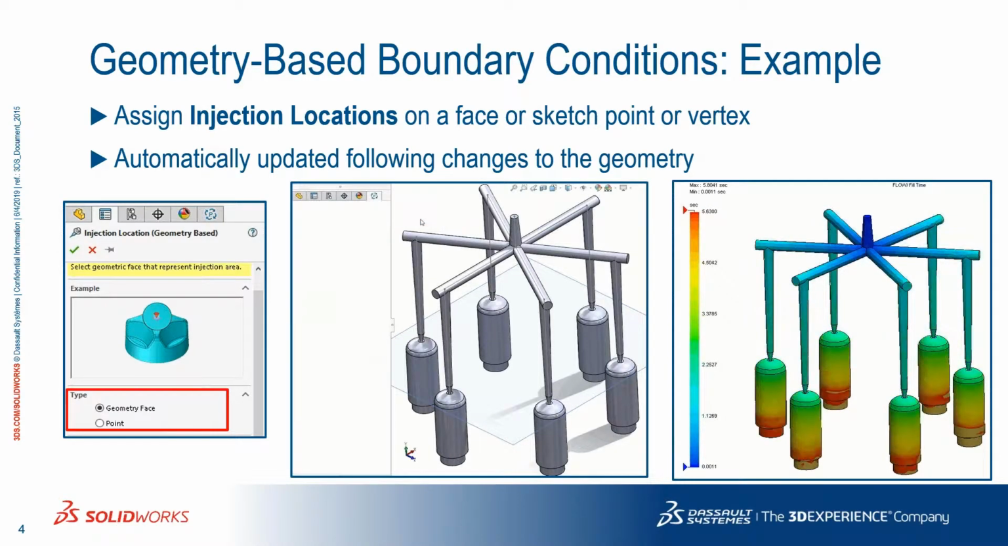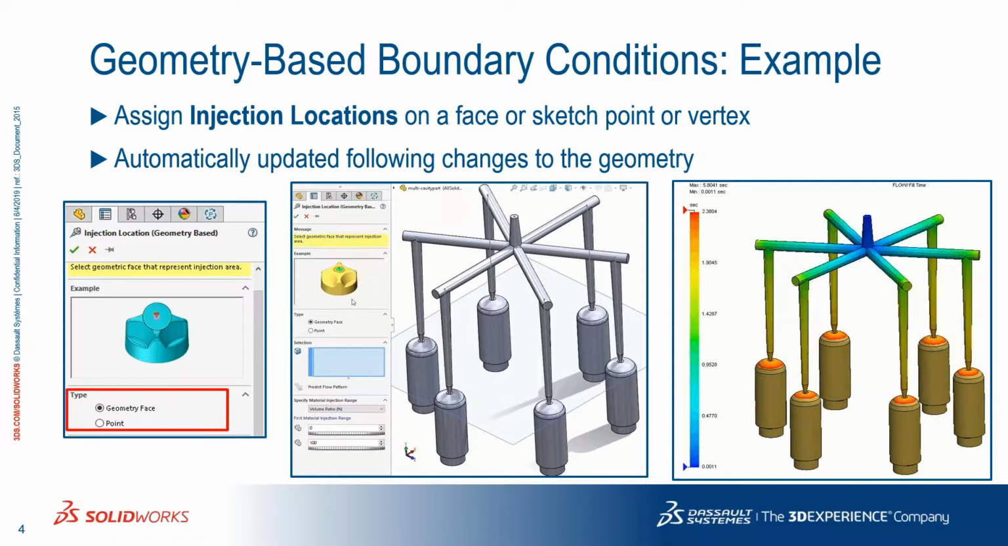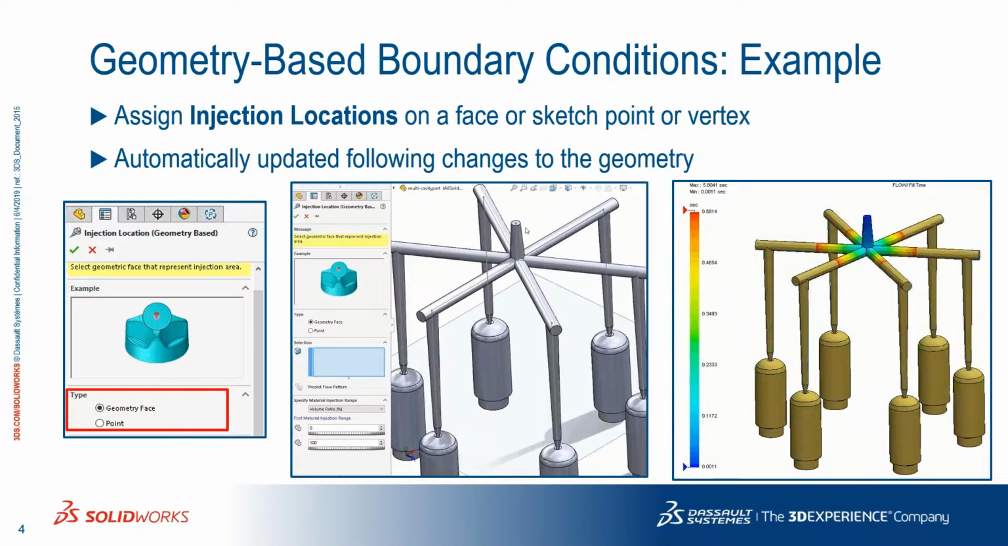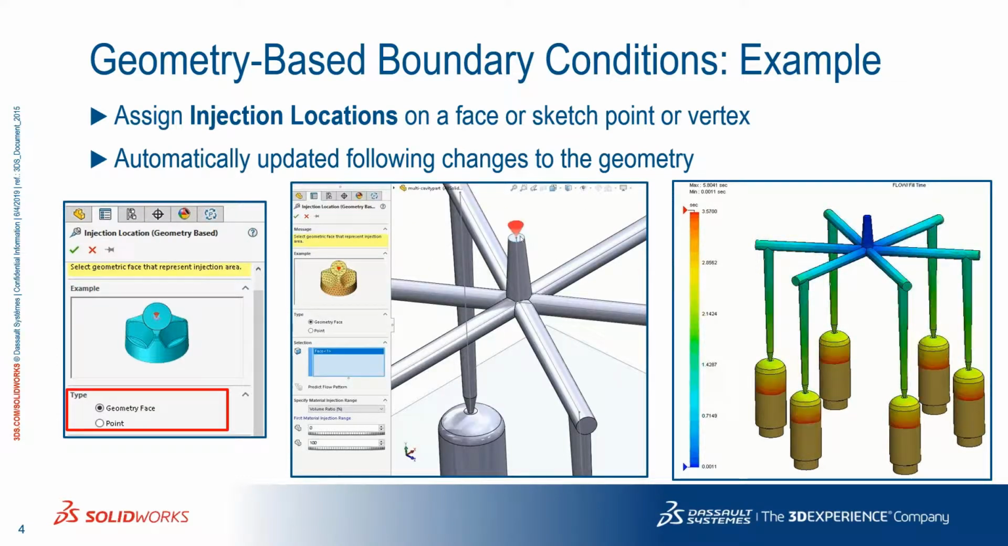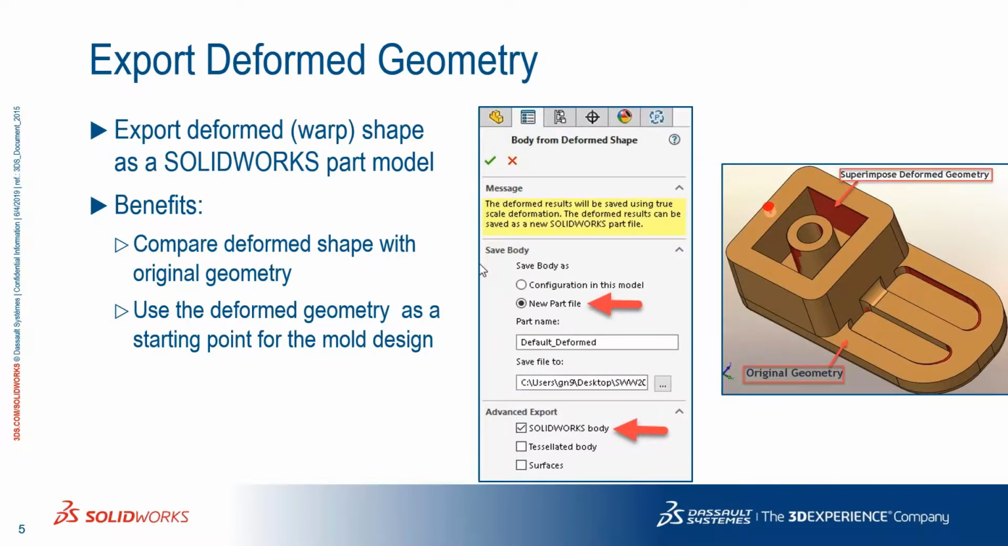This slide just shows some of those geometry-based boundary conditions that can be set, your injection locations and things of that nature. We started that project in SolidWorks Plastics 2019. We'll complete that project with SolidWorks Plastics 2020, the release that's coming out later this fall. This slide goes into a little more detail about exporting that warp geometry as a SolidWorks part. Again, a really unique feature of SolidWorks Plastics and really helpful to optimize your part designs.